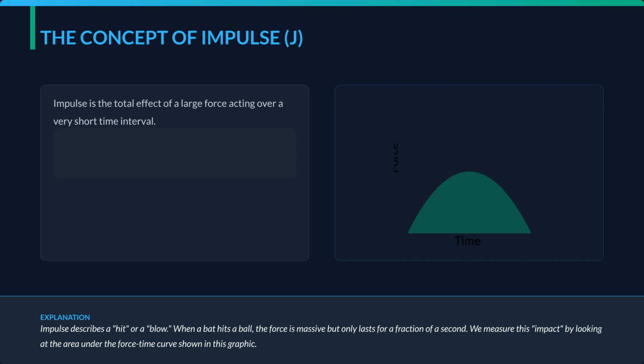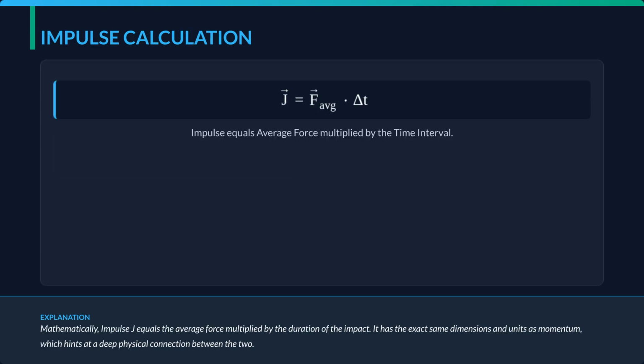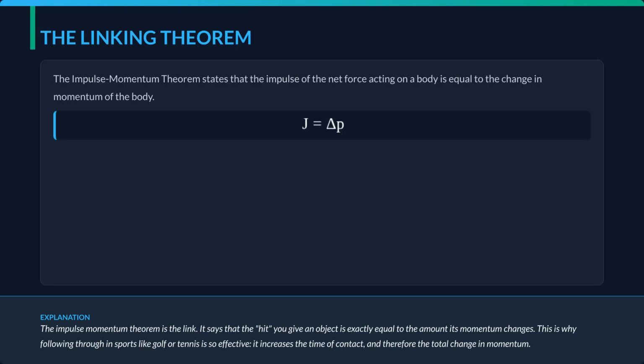Next, let's explore the concept of impulse, represented by J. Impulse is the total effect of a large force acting over a very short time. This is often described as a hit or a blow, like a bat striking a ball. Mathematically, impulse J is the average force multiplied by the time interval of the impact. It has the same dimensions and units as momentum, which hints at a physical connection between the two. The Impulse-Momentum Theorem links these concepts, stating that the impulse of the net force on a body equals the change in momentum of that body. This explains why following through in sports is effective.